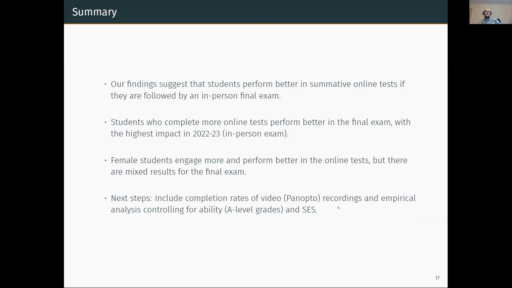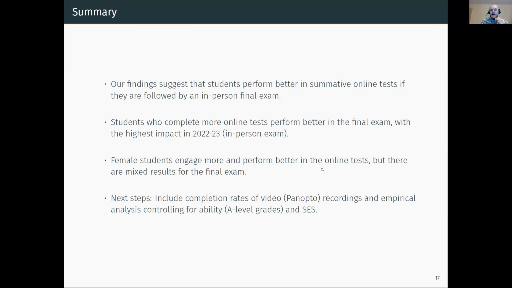As for the conclusions, our findings suggest that students do perform better in summative online tests if there is an incentive for them to actually complete them. For example, either including it, having an in-person final exam, or actually increasing the weight of the online test. Students who completed more of the online tests perform better in the final test, especially in 2022/2023 when we had an in-person exam. And female students engage more with the class test throughout, but there are mixed results for the final exam.